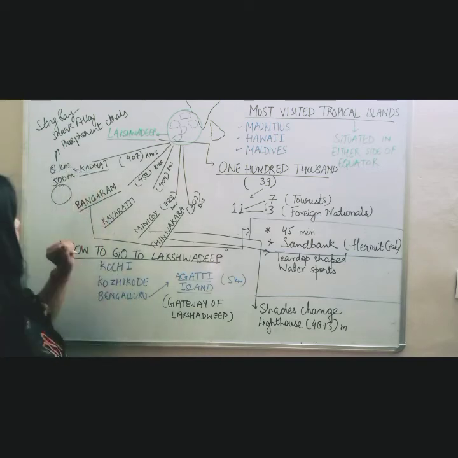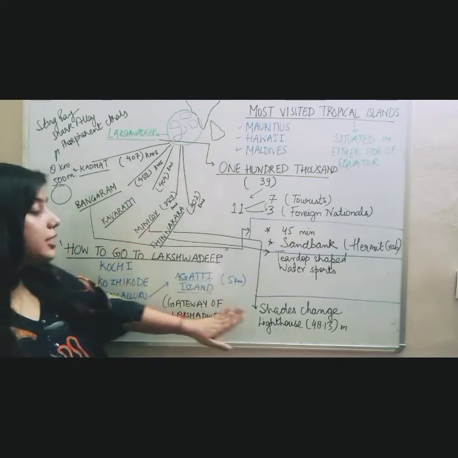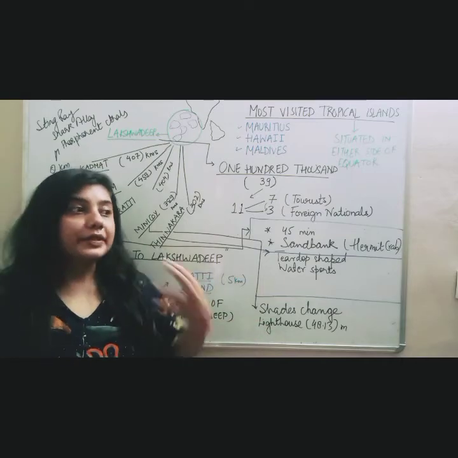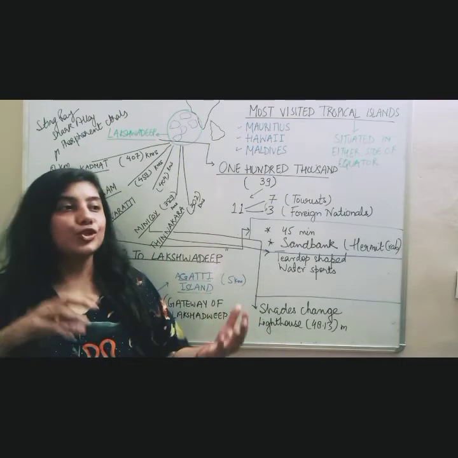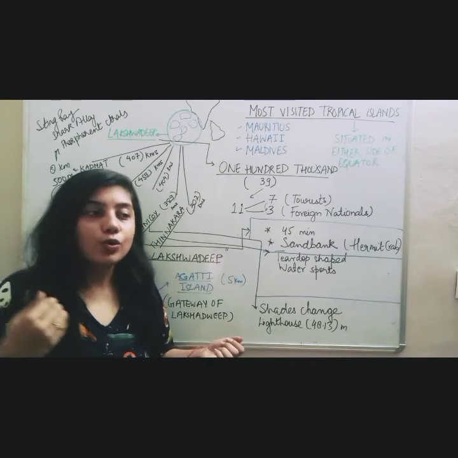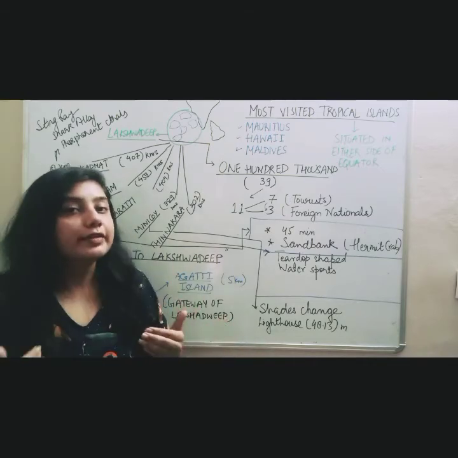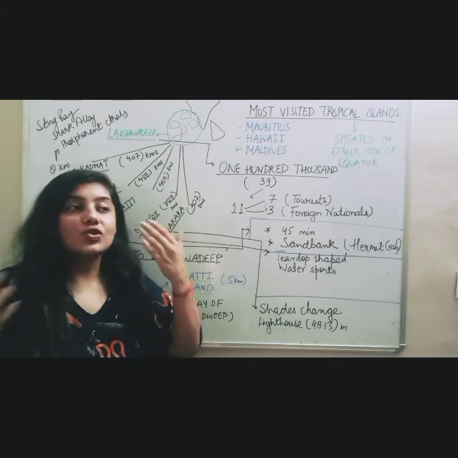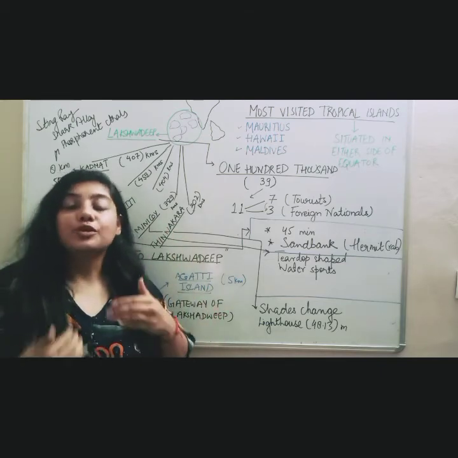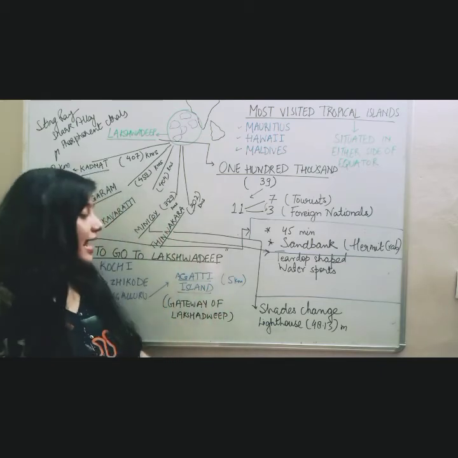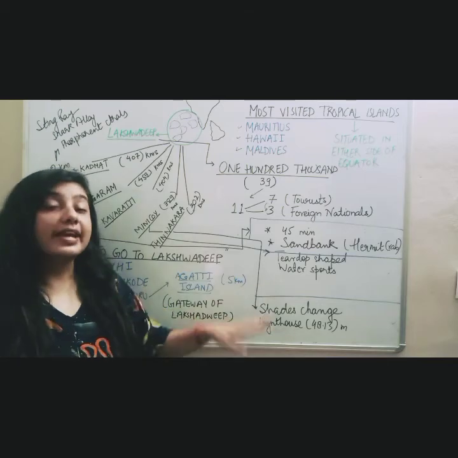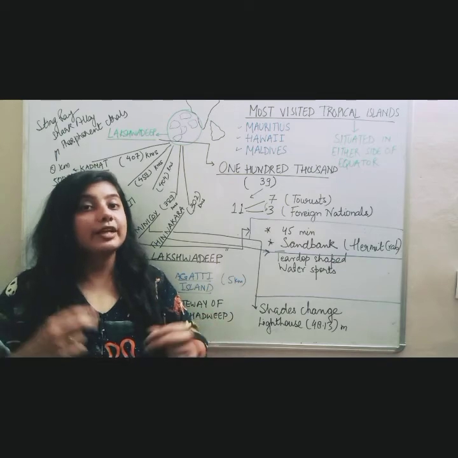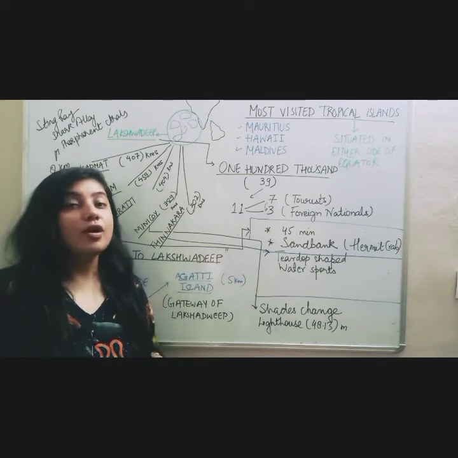Now let's talk about Minicoy. In Minicoy, there is a certain unique thing that you can see, which is the water appears as if it's changing color as you go deep into the island. If you just go close to the water, initially the water will appear black and blue, then it will eventually turn into green. It is just a visualization or an illusion that the water keeps changing its color. And next there is a lighthouse which is very famous in Minicoy, which is around 48.13 meters high. These are two very important things that you should always remember for Minicoy.